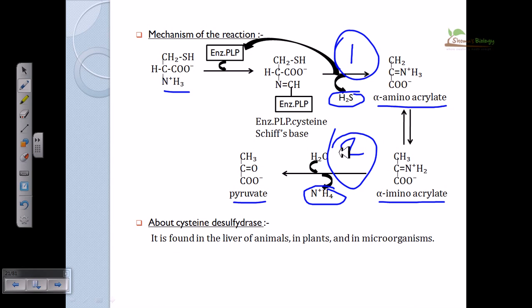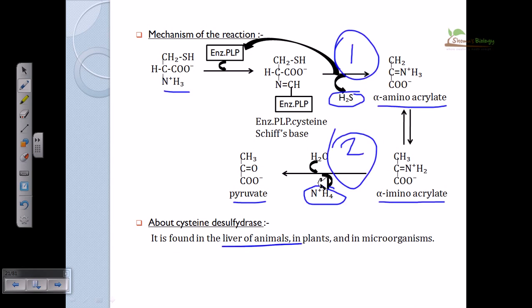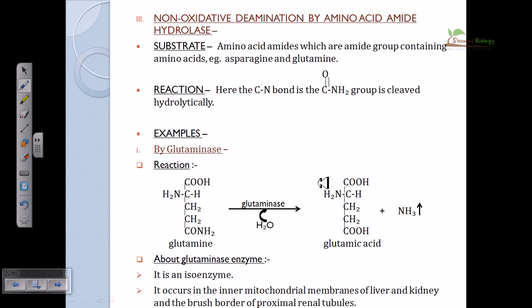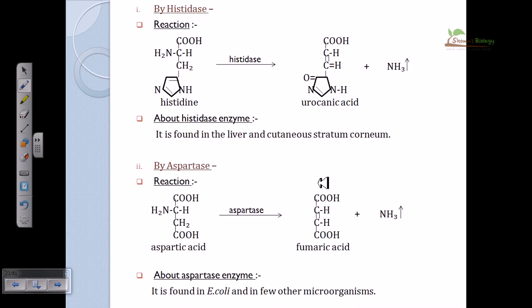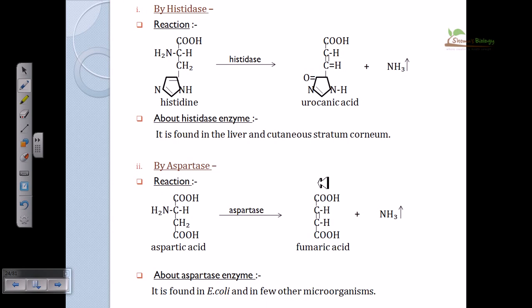Okay. Now this reaction is found in the liver of animals. So normally most of the deamination reactions occur in the liver, but in case of plants it can be seen, and in case of microorganisms also this reaction can be seen. Okay, the rest of the reactions I am not going to talk about because I am not concerned about that, and that's all about the deamination reaction, and I hope it will help you.